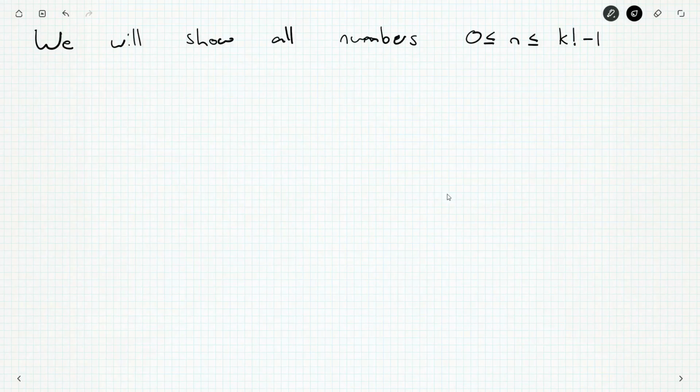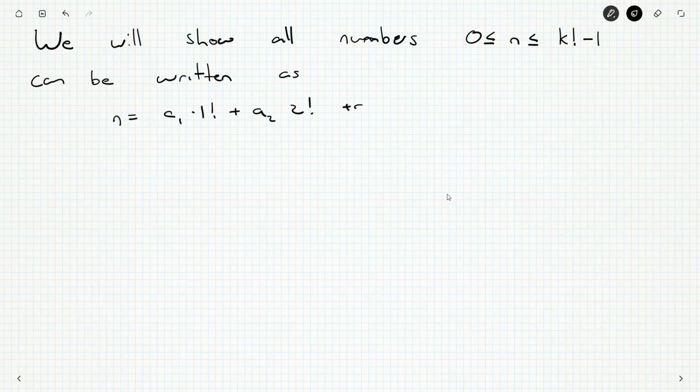But I think I can go for the much grander question, which is, we will show all numbers n between 0 and, let's say, k factorial minus 1 can be written as n equals a1 times 1 factorial plus a2 times 2 factorial plus a3 times 3 factorial, all the way up to, oh, I'm going to change this to k plus 1.